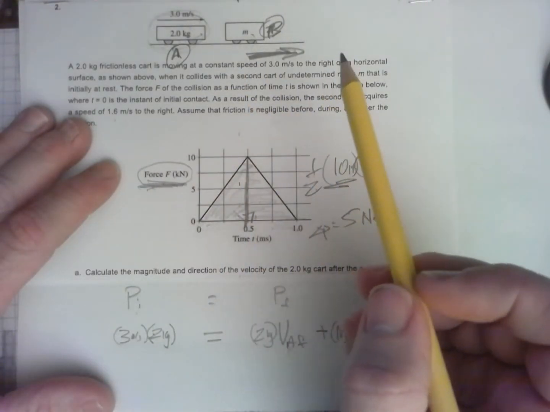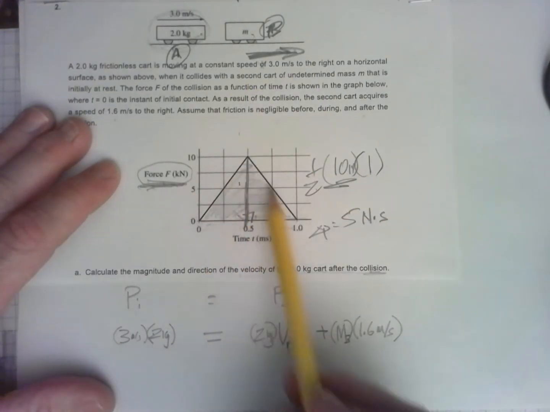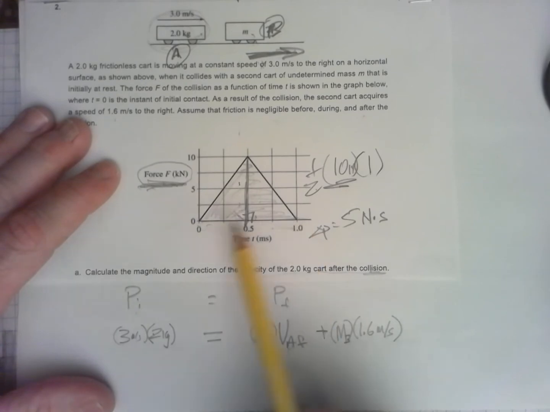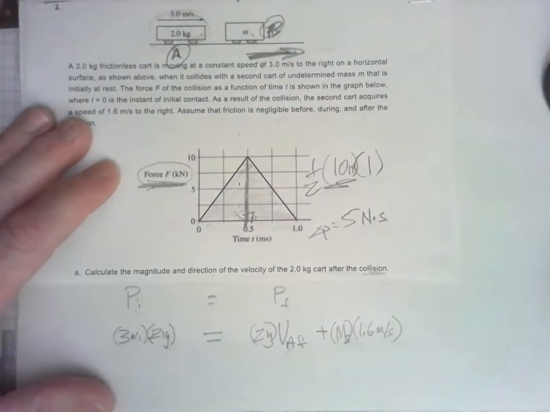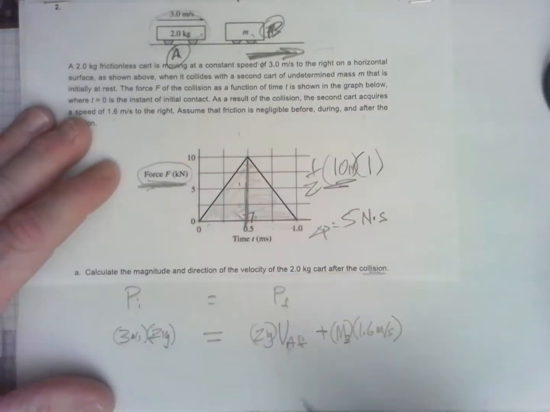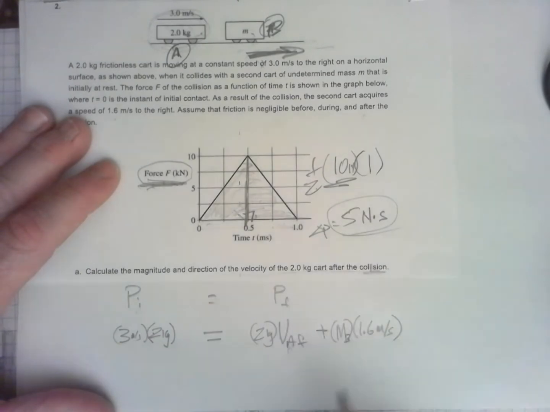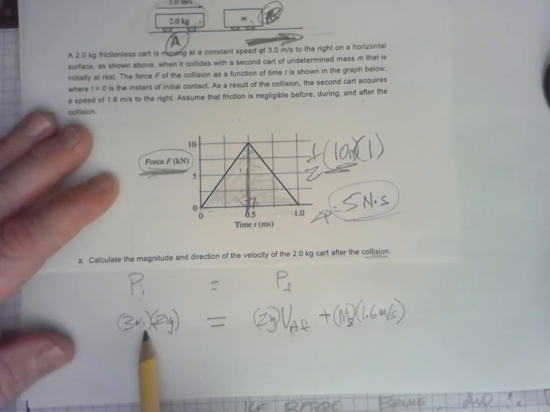Now, this force shows just positive, but there has to be a Newton's third law component to it. So if this is just the impulse on one, it's got to be the impulse on the other. So, all right, I'm going to go with cart A.